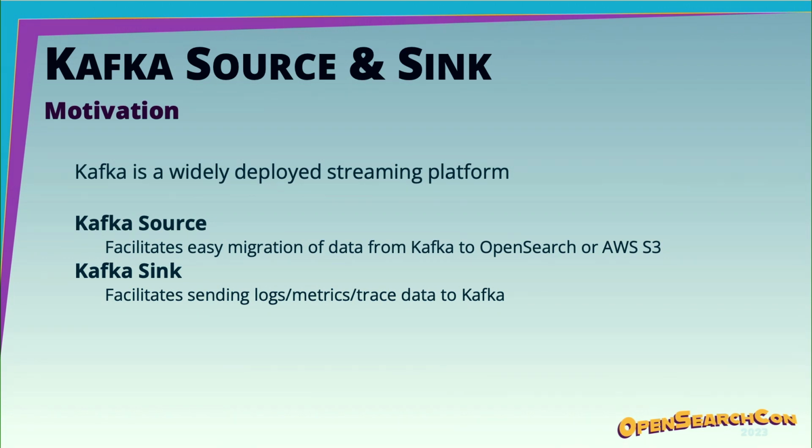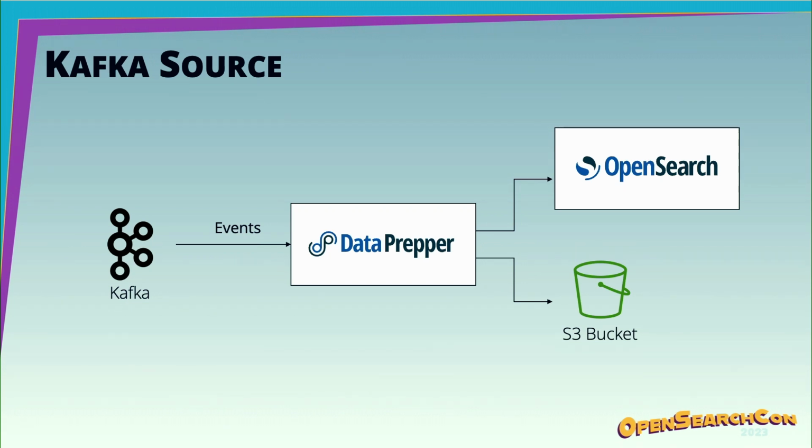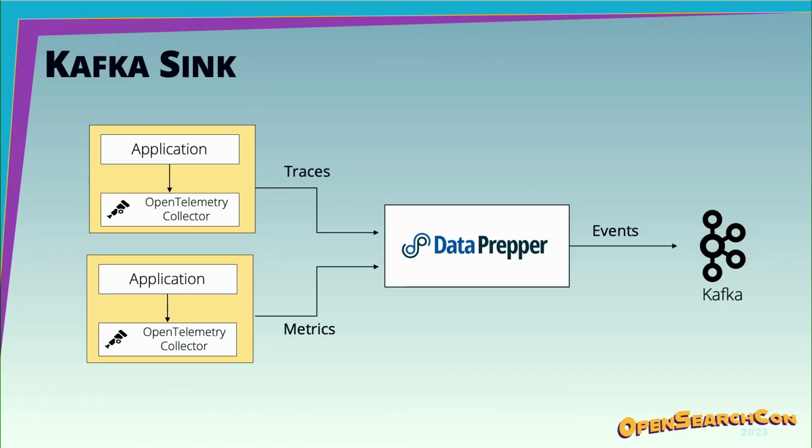Before you send data to OpenSearch, you can transform and enrich the data. Similarly, when the data is generated by something like OpenTelemetry, you can enhance and enrich it before you send it to Kafka for further processing. So this just shows an example of where Kafka is used as a source to Data Prepper. Data Prepper pulls the events and then sends them to OpenSearch or S3 based on the configuration of Data Prepper.